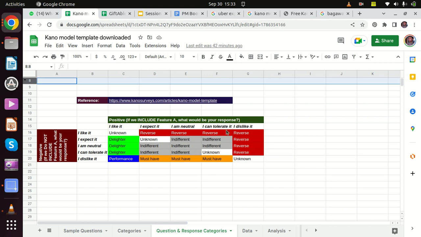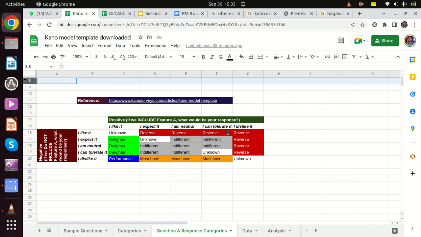In the same way, let's assume they had chosen, I can tolerate it, if you include feature A. It's not going to make me happy, and I'm not saying I like it or I dislike it. I'm just saying I can tolerate it. It's okay. And for the same person, if they chose, I expect that you're not going to be giving me that feature A, again it shows indifference. It doesn't matter to that person.